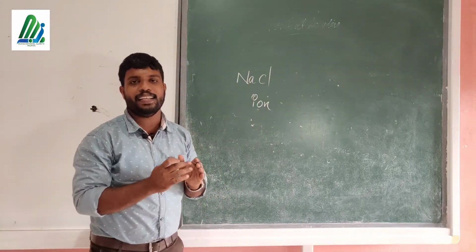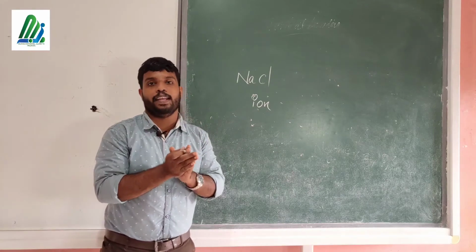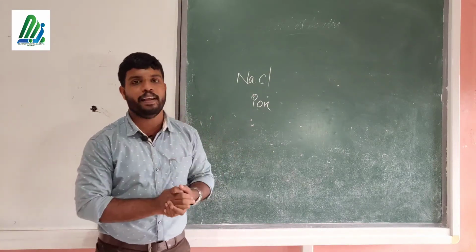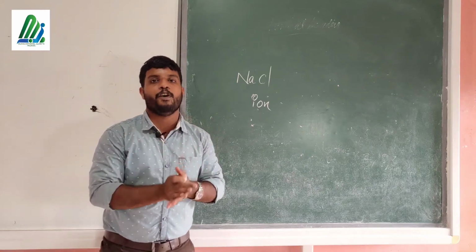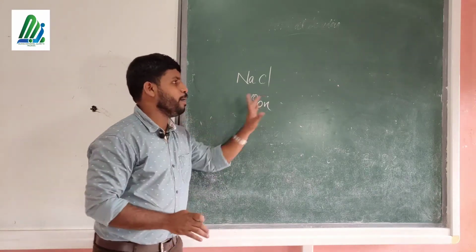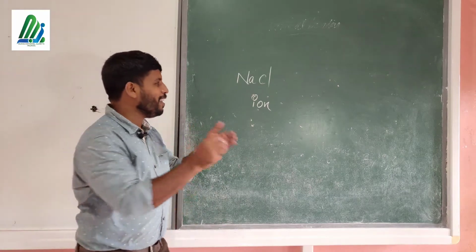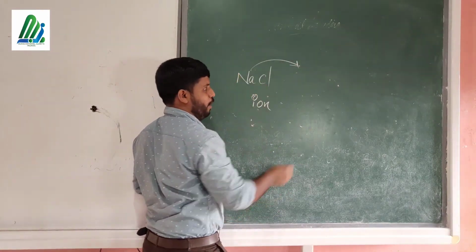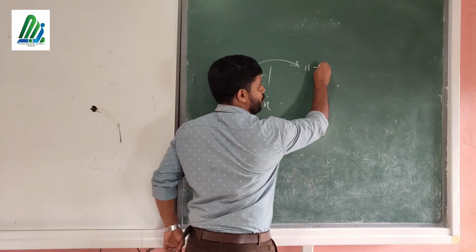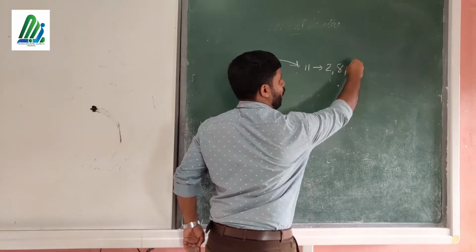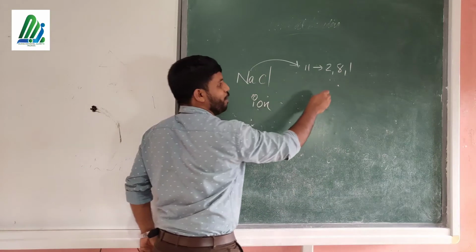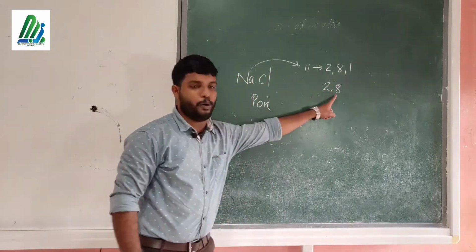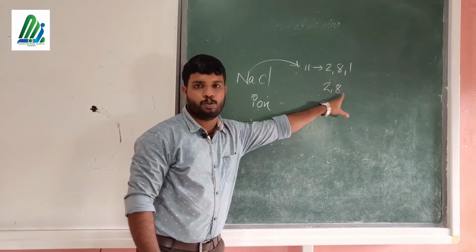So we are representing the electronic configuration related to the bonding between sodium and chlorine. That means the compound is formed by the combination of sodium and chlorine. Before the reaction, sodium has 11 electrons, electronic configuration 2, 8, 1. When it donates 1 electron, the electronic configuration becomes 2, 8. After the bonding, it will be 2, 8.